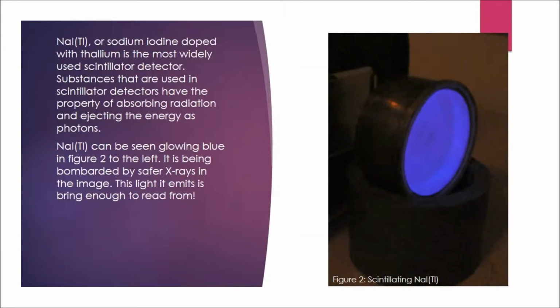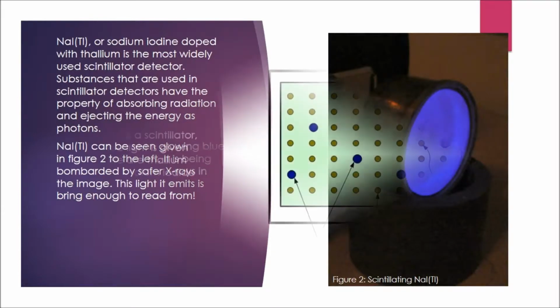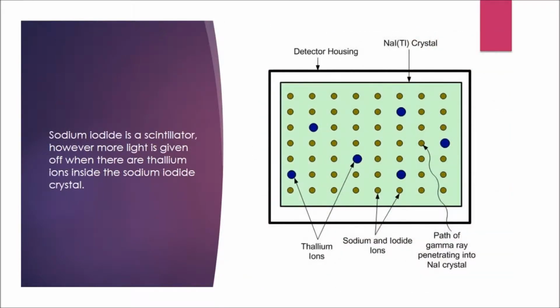NaI, or sodium iodide doped with thallium, is the most widely used scintillator detector. Substances used in scintillator detectors have the property of absorbing radiation and ejecting the energy as photons. In this image, it is glowing blue because it is being bombarded by safe X-rays. Sodium iodide is a scintillator. However, more light is given off when there are thallium ions inside the sodium iodide crystal. The diagram to the right explains this.